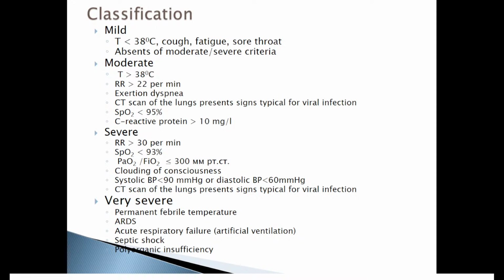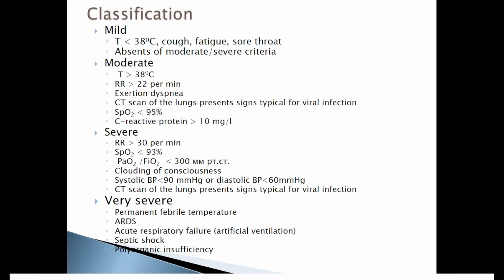In case of moderate COVID-19, temperature is more than 38 degrees Celsius. Respiratory rate is from 22 to 30 per minute. So there is dyspnea, but not very severe. It's exertional dyspnea as a rule. At rest, patients don't feel dyspnea. CT scan of the lungs presents signs typical for viral infection. Oxygen saturation is less than 95% and C-reactive protein more than 10 mg per liter.